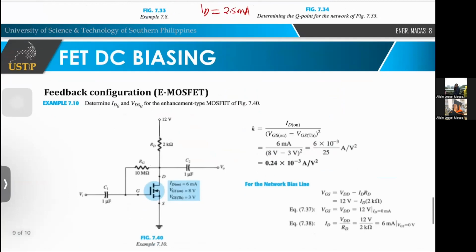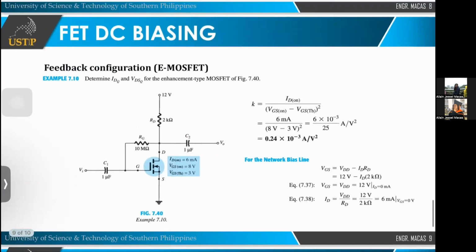Let's move on to the last configuration. This is the E-MOSFET no feedback configuration. Now, the word feedback means nibalik. So, gibalik ra niya dire class imong RG. Gibalik niya sa gi-feedback niya dito sa drain. Okay? Instead of sa source niya katong kaganina sa D-MOSFET, no.